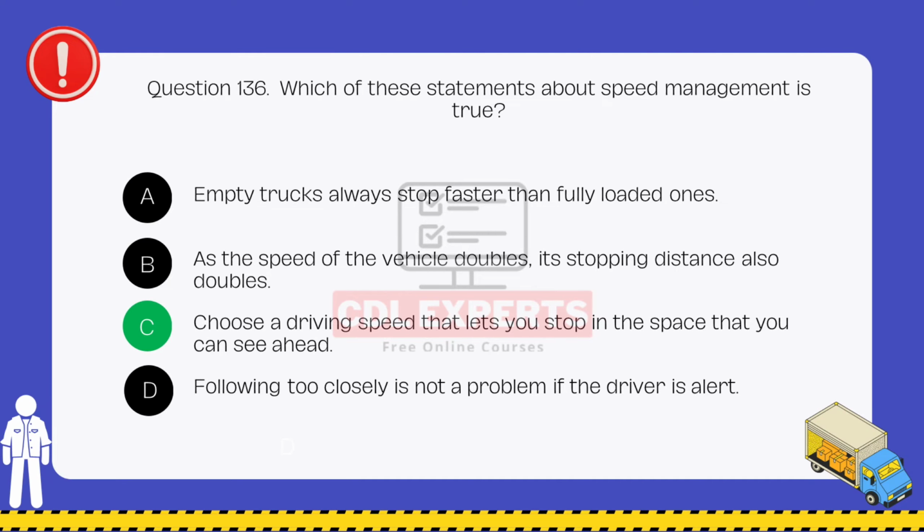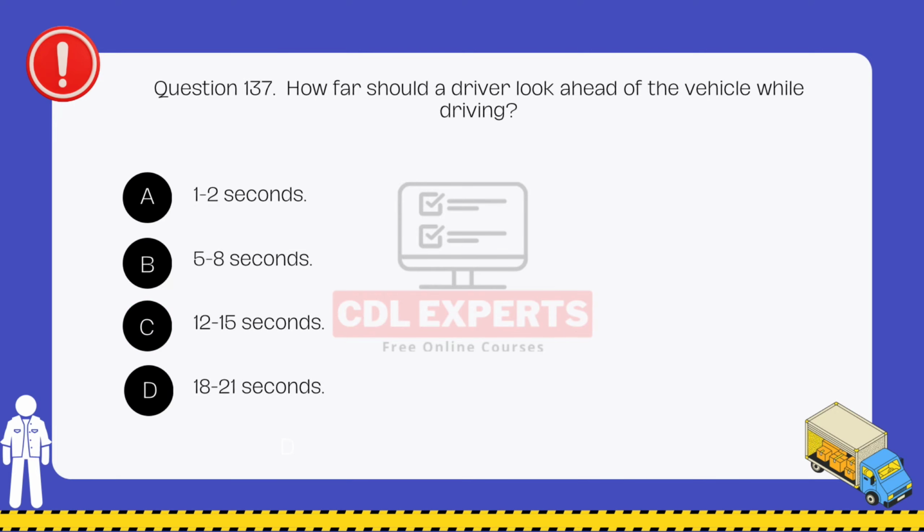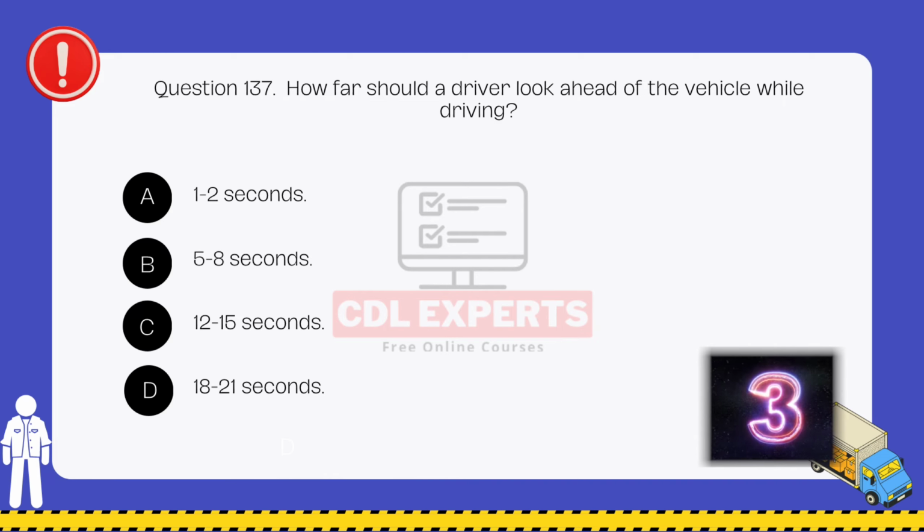The correct option is C. How far should a driver look ahead of the vehicle while driving? 1 to 2 seconds, 5 to 8 seconds, 12 to 15 seconds, 18 to 21 seconds.